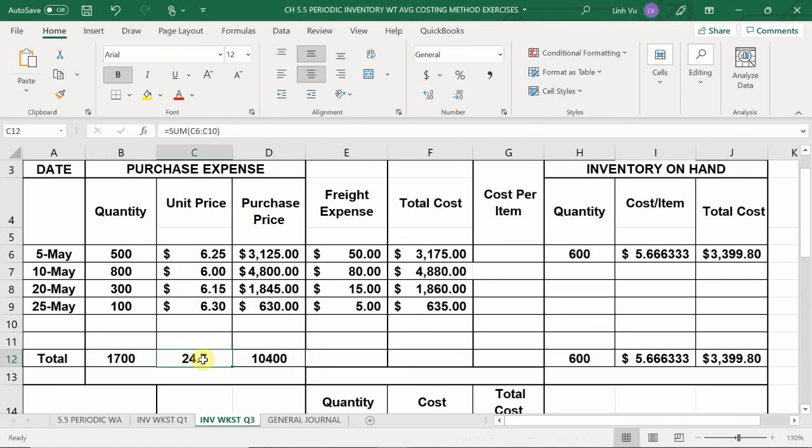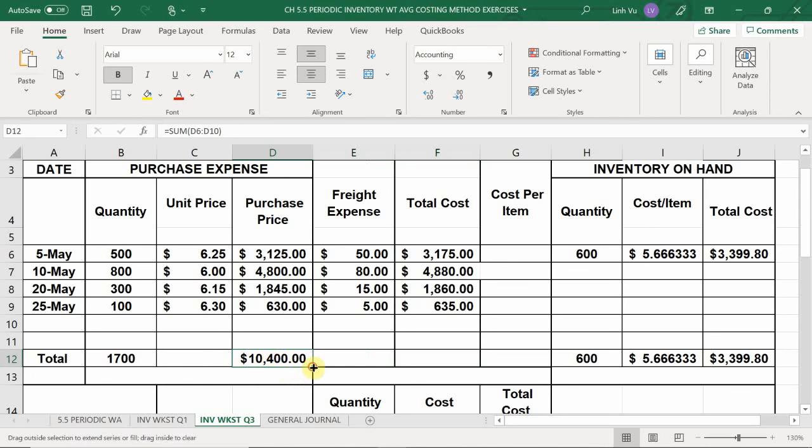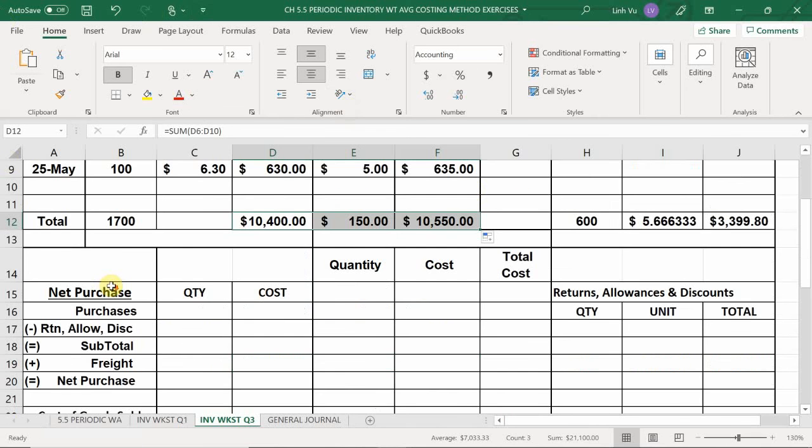$10,400. Good. What was my total freight? $150. Okay. Bringing me a grand total of 10,550. Now in this case, I cannot put my average cost per item in this column because I'm missing one key feature, and that is to add my beginning balance. So in this case, I'm just going to go ahead and skip that little column there and plug in the rest of my stuff and then solve down below.